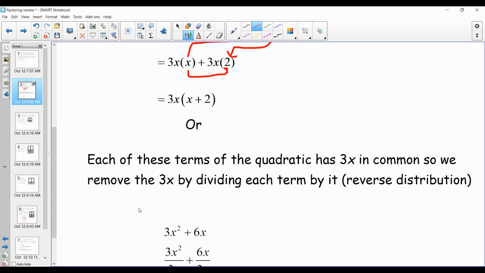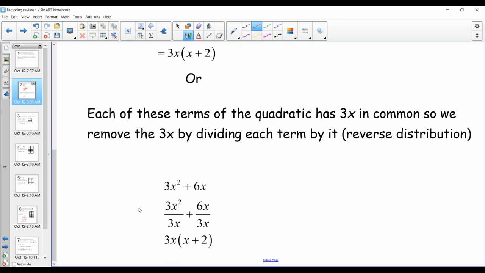Or this is the way most of you, I think, will see it. You're going to know that each of these terms has 3x in common. It's not always easy to see, that's why I showed you the other way. So you're going to divide both terms by 3x. X squared divided by x is just x. 6x divided by 3x is just 2. That 3x that we divided by is outside, the x plus 2 is inside. We still get the same answer.